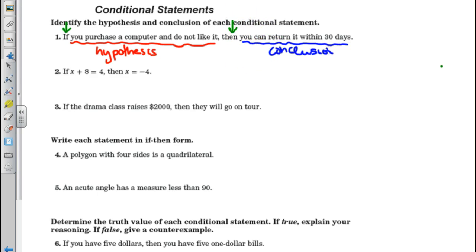All right, so I will let you try the next two. Find the hypothesis and the conclusion. You can circle the hypothesis and put an H over it and then box the conclusion and put a C over it, however you would like to do that.